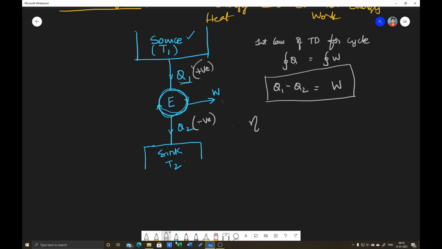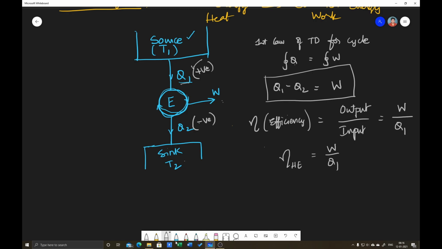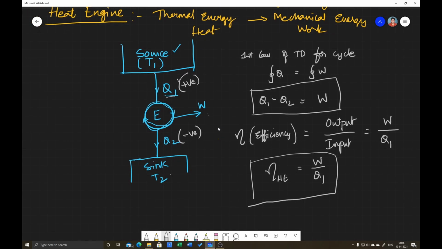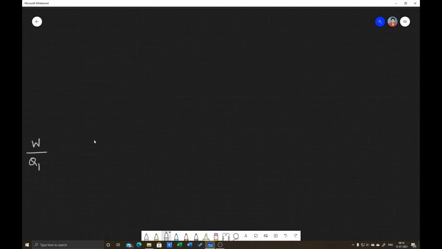So coming to the efficiency. Efficiency is output by input. So what is the required output here? Required output is work and given input is Q1. So efficiency of a heat engine is equal to W by Q1. Heat supplied to the system and work coming from the system. This is how a heat engine is defined. Okay. Next we will go to a refrigerator.